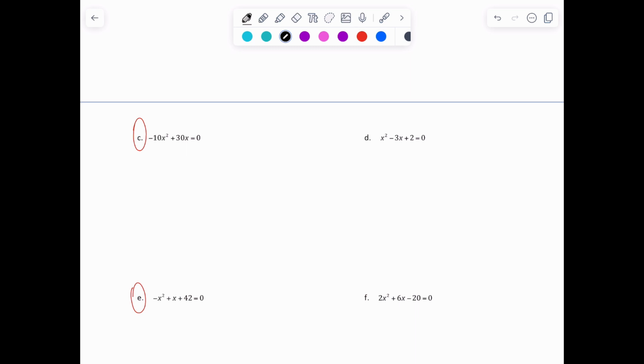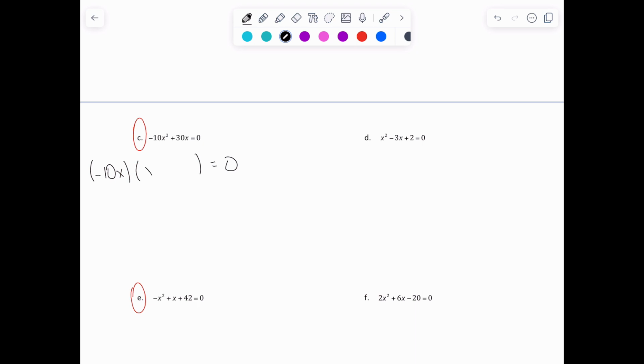I will say this is a factor by GCF. Always look for a GCF. It could make your life a lot easier. So here I'm actually going to factor out a negative 10x, okay? And when I factor out, it's kind of like division here. So what's going to be left over is an x here, and this is going to be a 3.